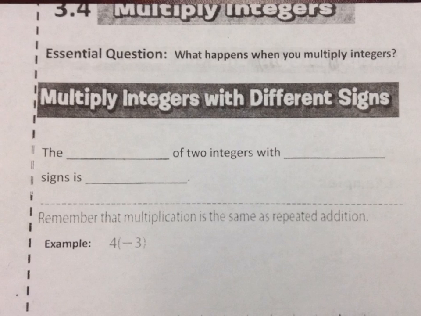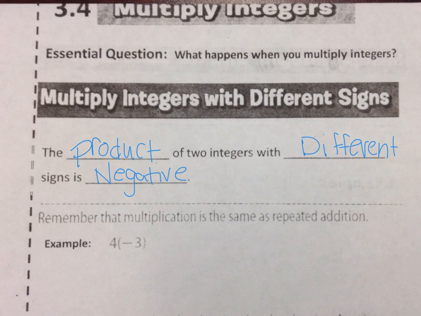So when multiplying integers with different signs, the product of two integers with different signs is negative. So when the signs are different, you're going to have a negative for your answer. For example, positive times a negative is going to give you a negative, or if you have a negative times a positive, that's also going to give you a negative. So this is the rule for multiplying two integers.